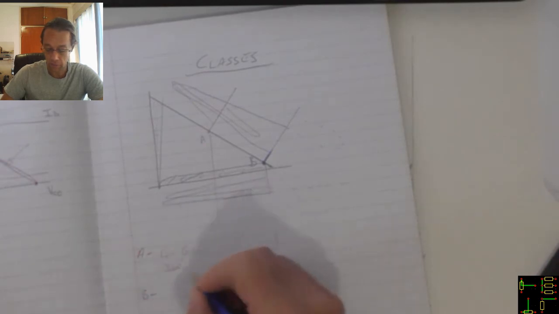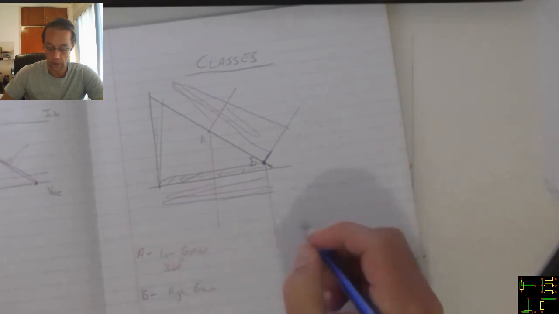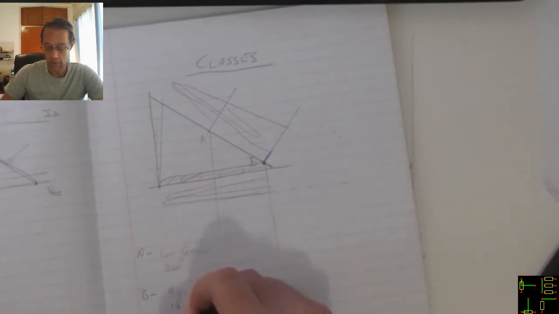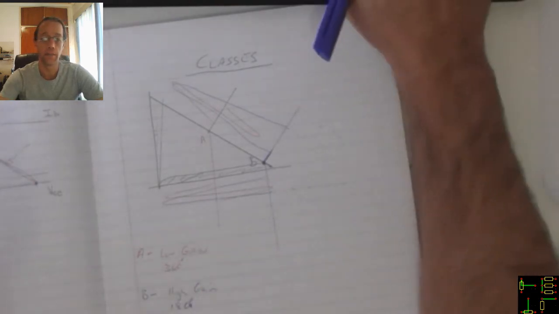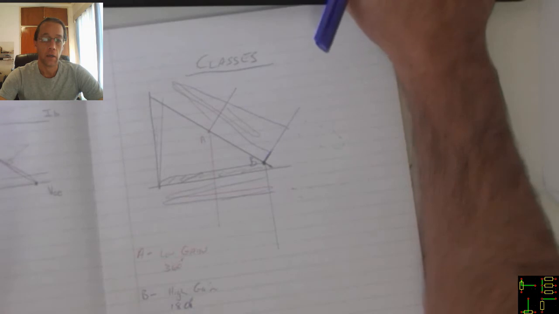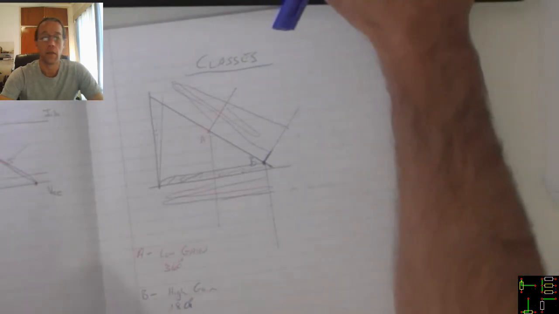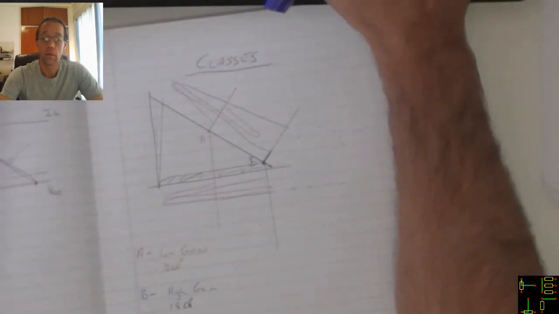So the class B has a high gain, okay, it can amplify 180 degrees of my input signal, and as a result it has the ability to be used in either amplifying the positive or the negative side of a signal.